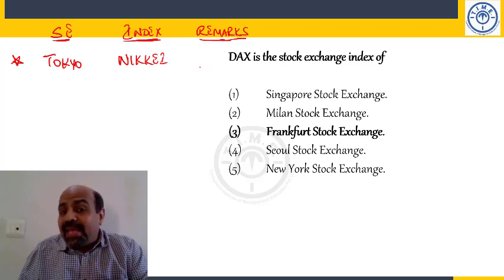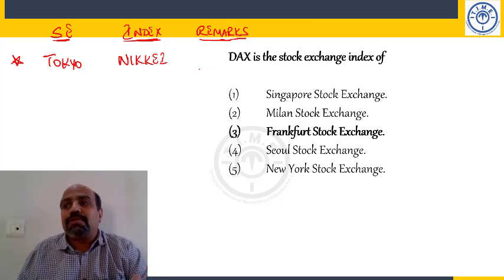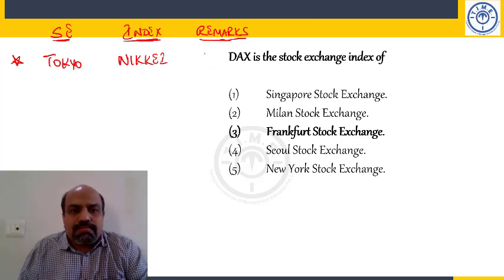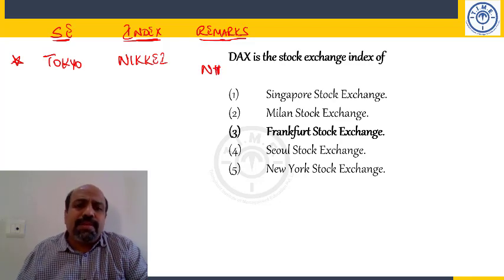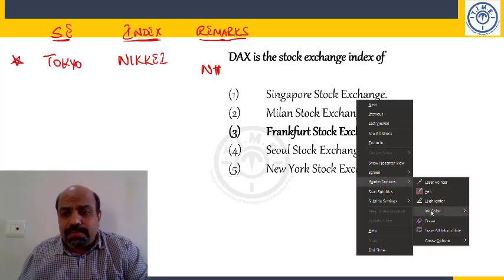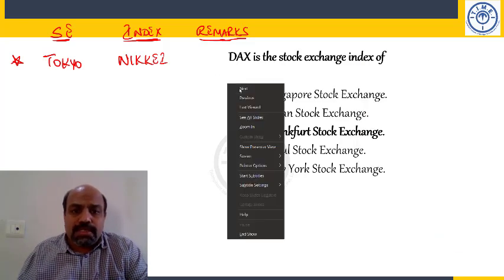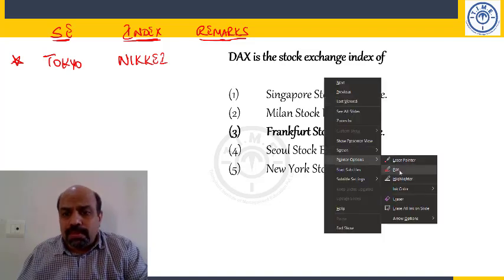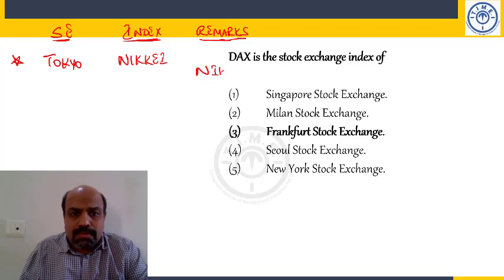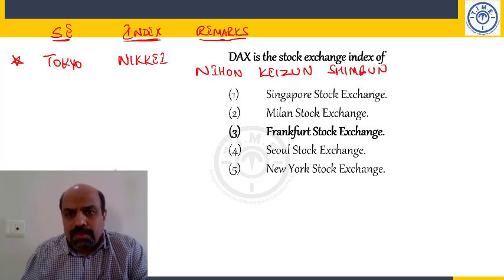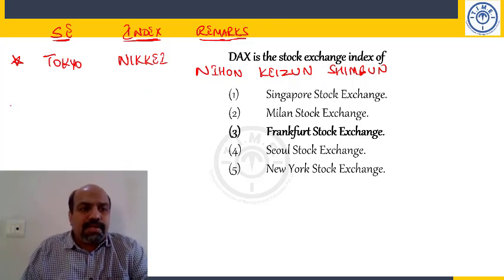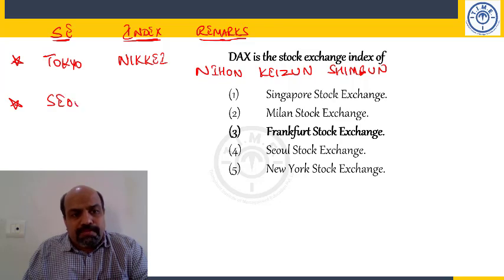Now Nikkei has a full form, a full name. You don't have to write it, but if you're the curious type, I'm a curious person, I would give you the full form, which is the name of a newspaper. Remember, Nikkei comes from the name of a newspaper. This is what it is: Nihon Keijin Shimbun. That's how the word Nikkei comes. From there, let's go to South Korea, where we have Seoul Stock Exchange.